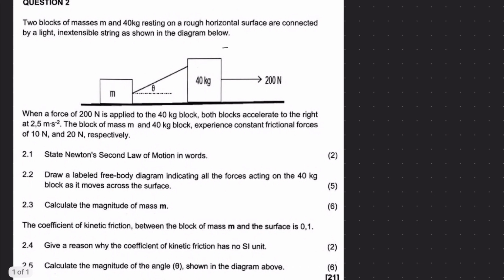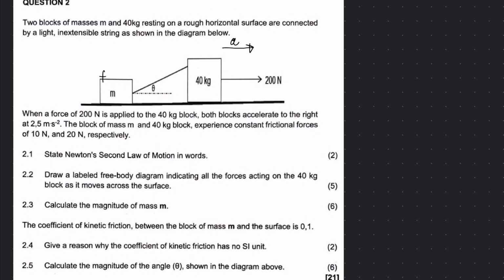So I'm going to just mark that. They accelerate at 2.5 meters per second. The block of mass m and 40 kilogram block experience a constant friction force of 10 Newton and 20 Newton respectively. So I'll just make a note.